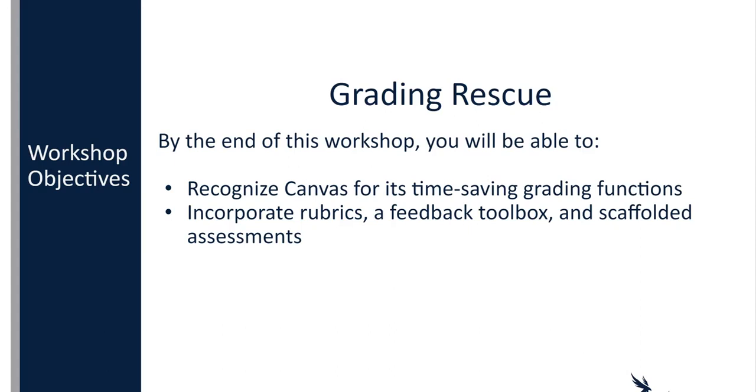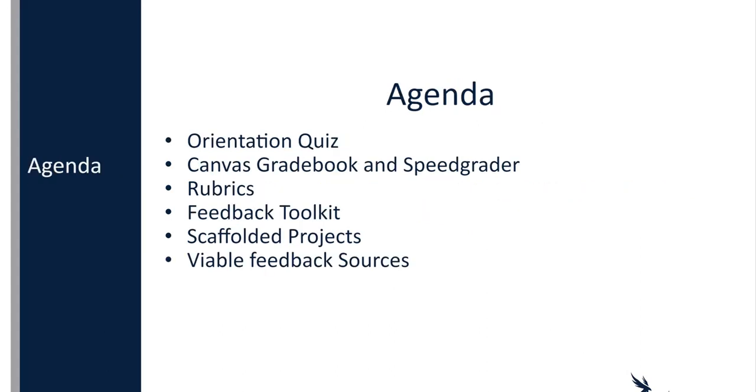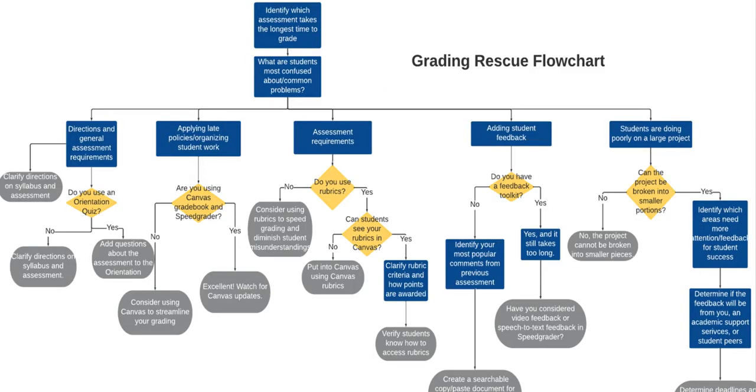The first, of course, is for you to recognize Canvas for the time-saving savior that it is. We will also be covering items such as how to incorporate rubrics, a feedback toolbox, and scaffolded assessments to help you save time grading. To do this, we're going to cover 6 items. Namely an orientation quiz, a Canvas Gradebook and SpeedGrader, rubrics, a feedback toolkit, scaffolded projects, and viable feedback sources. And here this does mean non-instructor viable feedback sources.